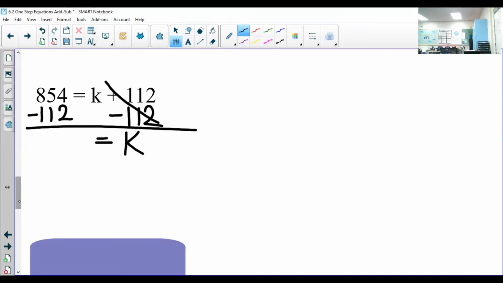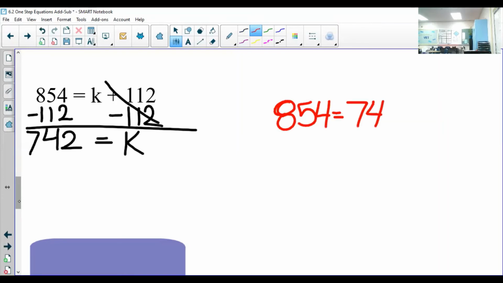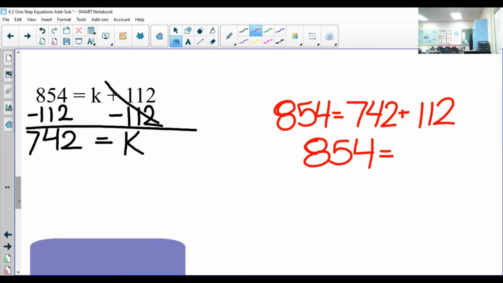And now we're gonna minus. 4 minus 2 is 2, 5 minus 1 is 4, and that's 7. So K equals 742. And again, I will remind you, if you want to check your answer to see if you're correct, you just put it into the equation to see if you're right. So we know 854 is going to be on this side, and if I add these together, I am going to get 854. So I know my answer is correct.